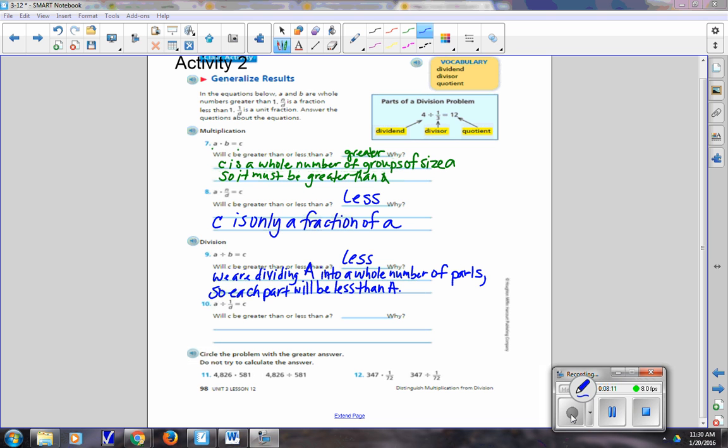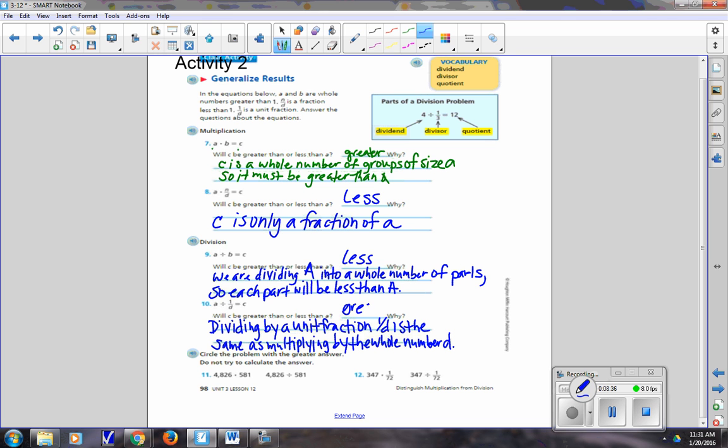The next one says A divided by 1D. So that's a unit fraction. 1/4, 1/2, 1/3, 1/6. It's a unit fraction. Equals C. Will C be greater than or less than A? Think about it. I heard you say it. C is going to be greater than A. You're 100% correct.